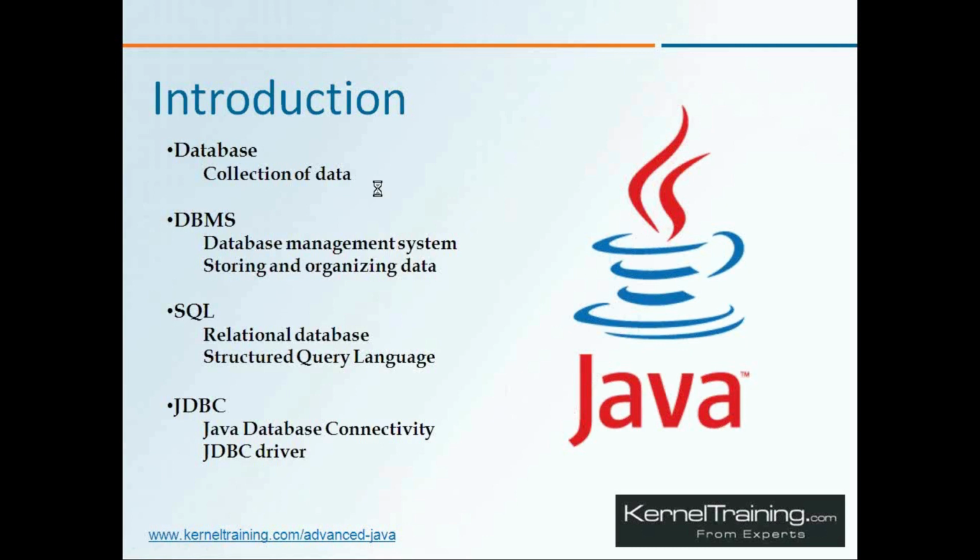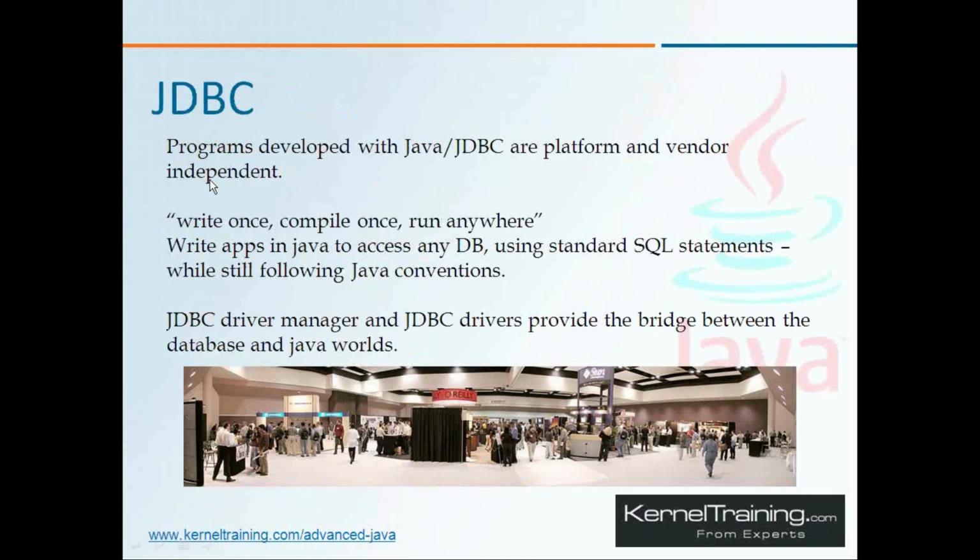So, what does JDBC stand for? JDBC stands for Java Database Connectivity, and it is an API. What is an API? API is nothing but Application Programming Interface, which consists of a set of Java classes, interfaces and exceptions which are used to make connections to the databases. Who is going to connect? The Java application is going to connect to the database, right? So JDBC programs are developed with Java, JDBC is a platform, and they are called vendor independent.